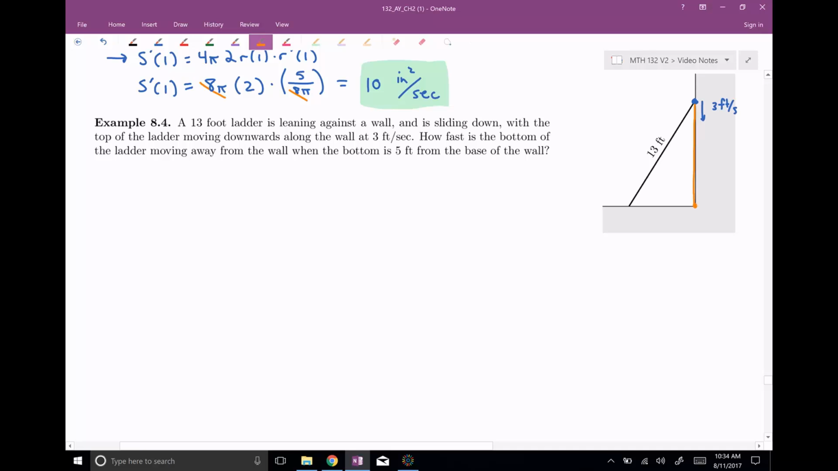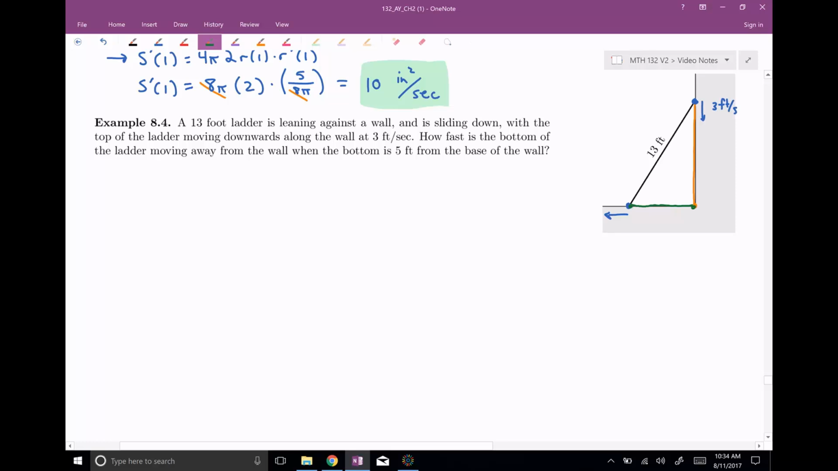And the question is, how is the bottom moving away from the wall? As you can imagine, this point would be sliding out at a particular instant, when the bottom is 5 feet from the base of the wall. So it's wondering, how is this changing? Or better yet, how is this length increasing at a particular instant, again, when the bottom is 5 feet away from the base of the wall.